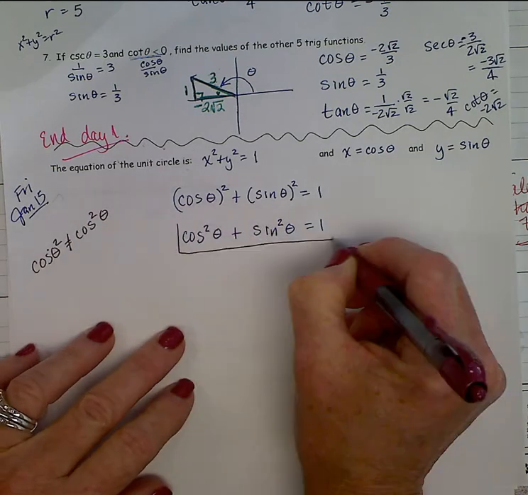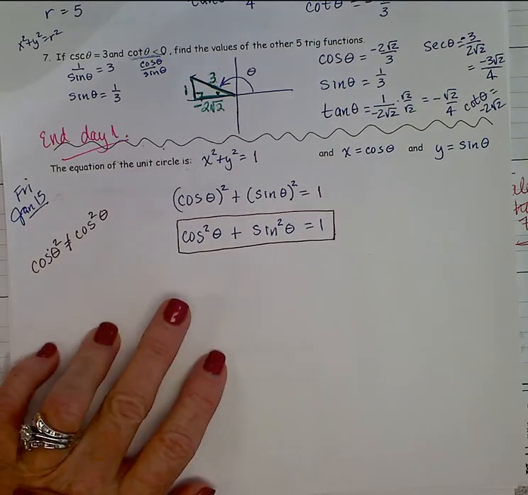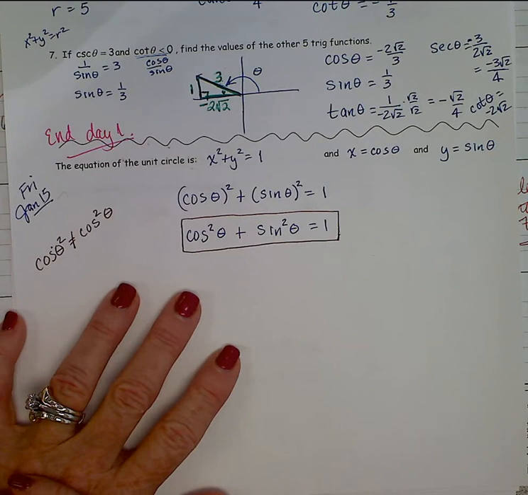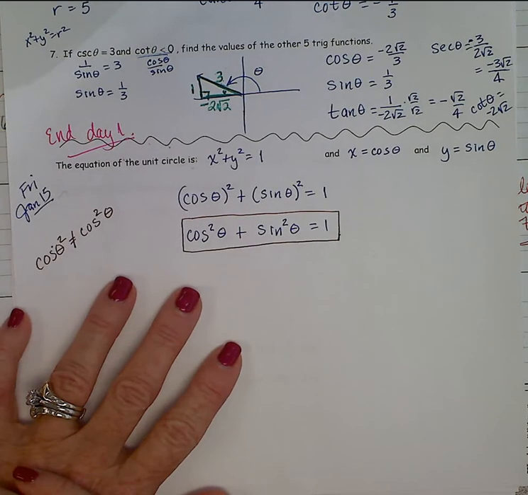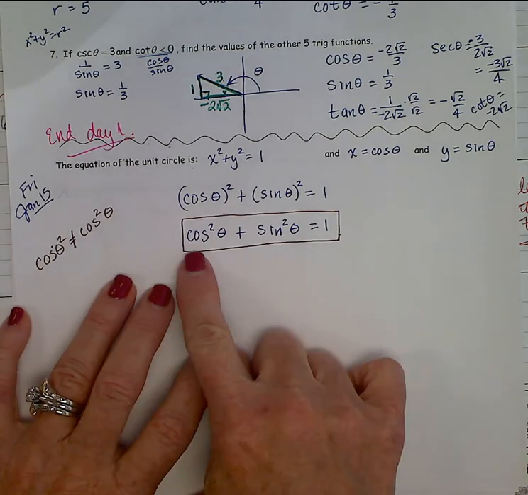This is a very, very important equation that I want you to memorize. It will become the most important trigonometric identity that there is. And an identity is a statement that's true for all values in the domain. So that's one of them.